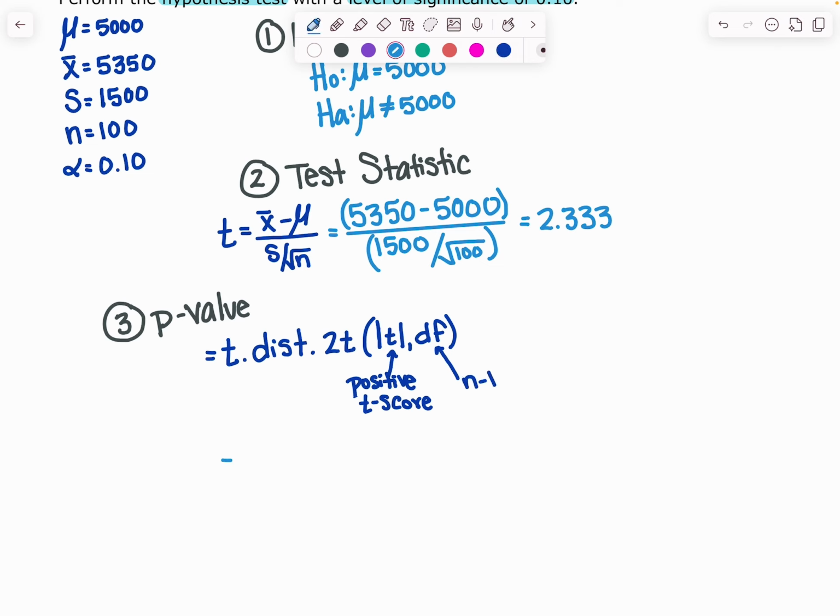So for this one, t.dist.2t, our t-score was already positive, so we didn't have to worry about that. And what's our degrees of freedom? df equals 100 minus 1. So degrees of freedom is 99.